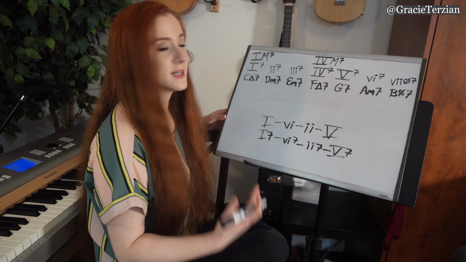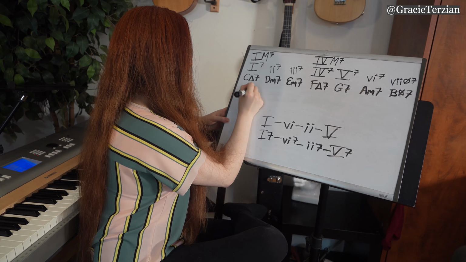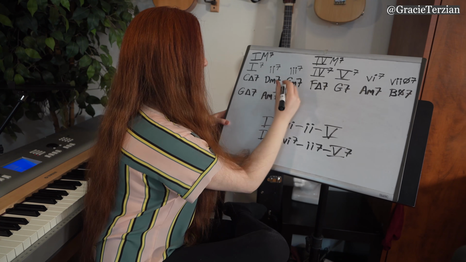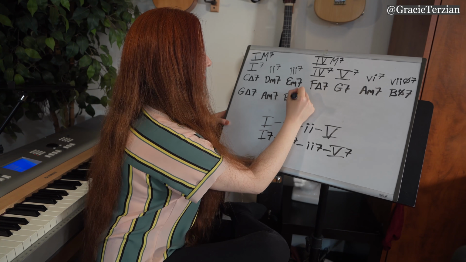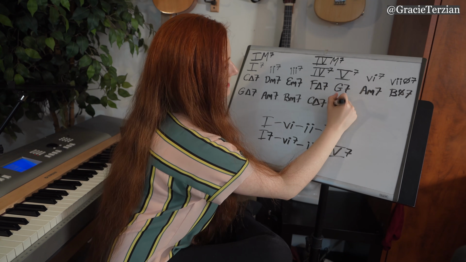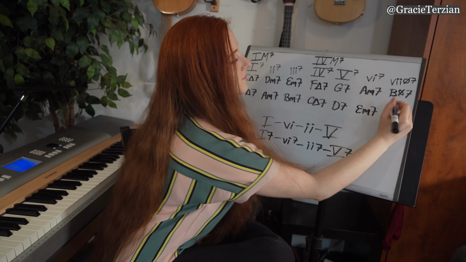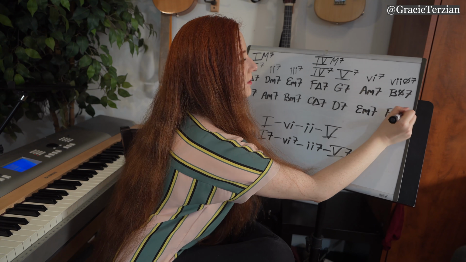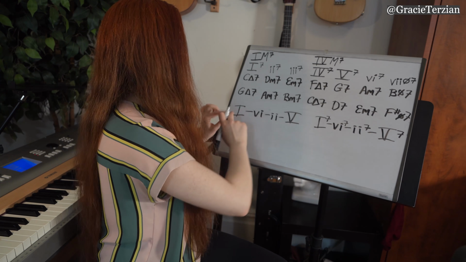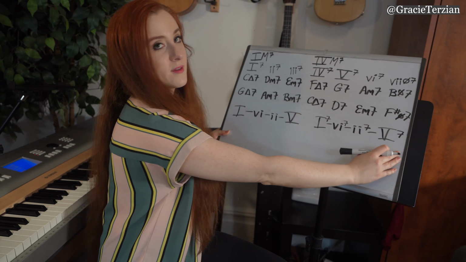I'm also going to write out the diatonic chords in the key of G major. So we have G major 7, A minor 7, B minor 7, C major 7, D 7, E minor 7, and F sharp half diminished 7. So I just wrote it out a little more neatly. We have the 1-6-2-5 chord progression without sevenths and then with the sevenths, okay?